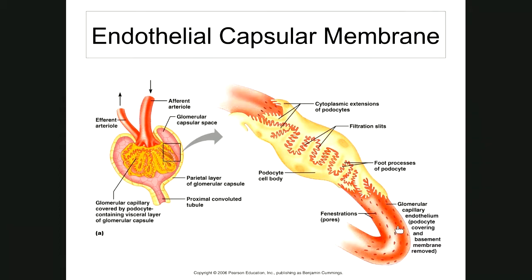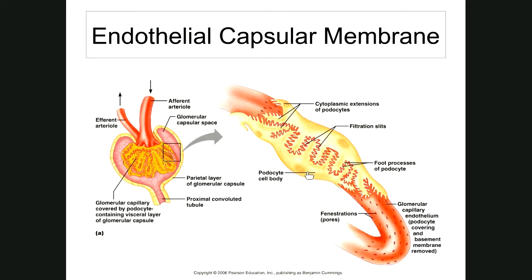And then here's the visceral layer of the glomerular capsule. Remember, these are called podocytes. They're part of the visceral layer. And these podocytes, there's a nucleus there and a nucleus for this one here, have extensions called pedicels. This means little feet. So the filtration slits are formed by the podocytes, P-O-D-O-C-Y-T-E-S, of the visceral layer of the glomerular capsule.